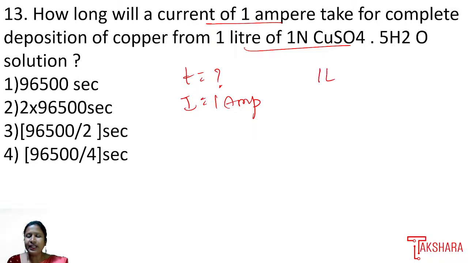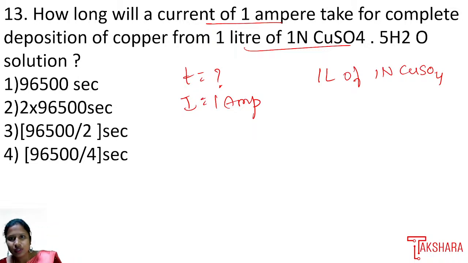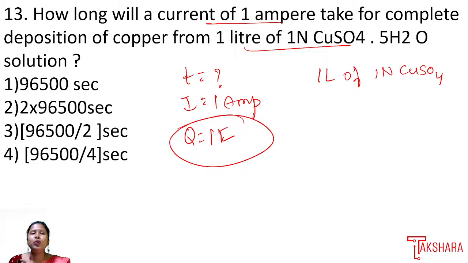Since the concentration is given as 1 liter of 1 normal copper sulfate, and 1 ampere current is being passed, how many coulombs of charge are required? Q is equal to 1 Faraday. So 1 Faraday of charge is required for the complete deposition of copper from 1 liter of 1 normal copper sulfate solution.